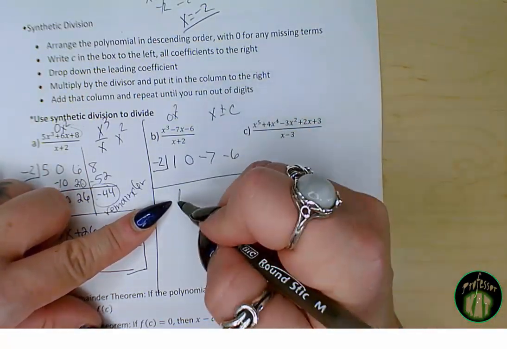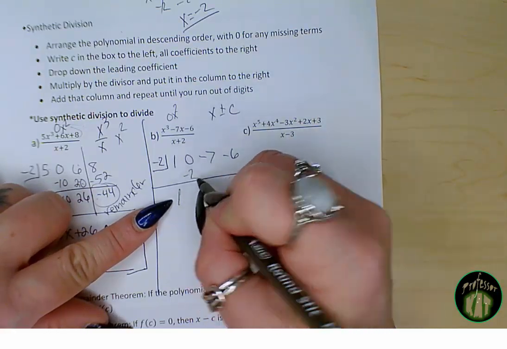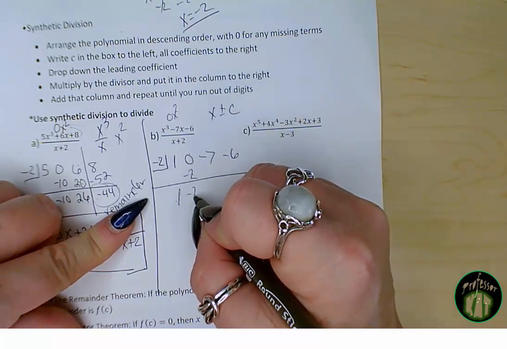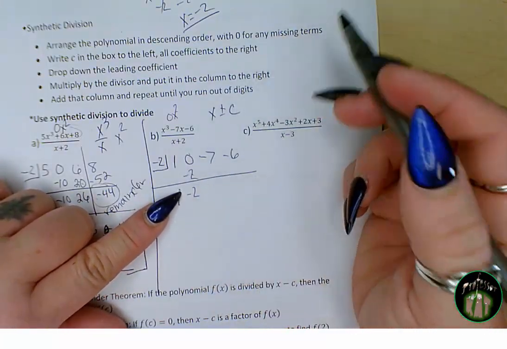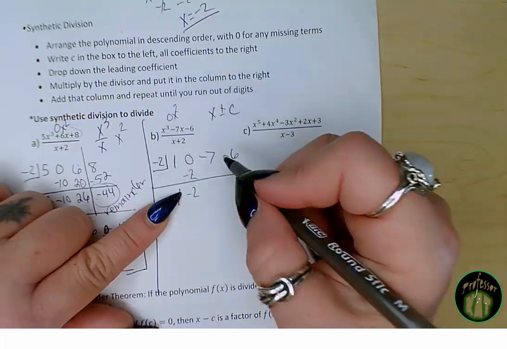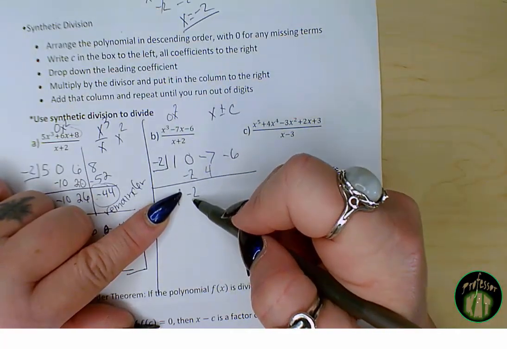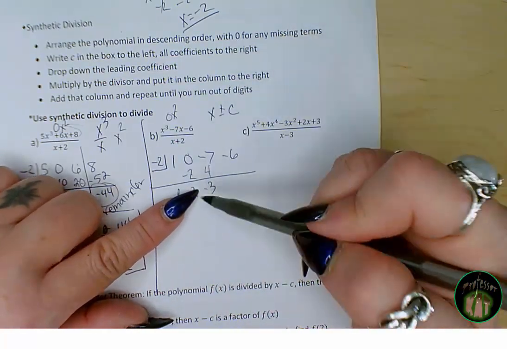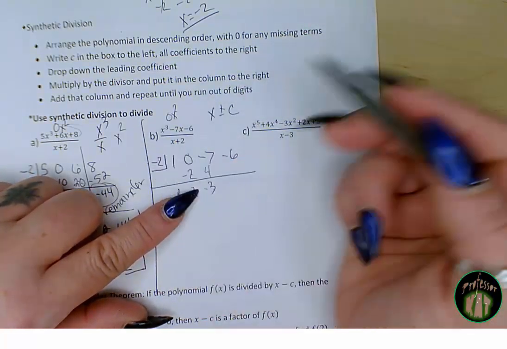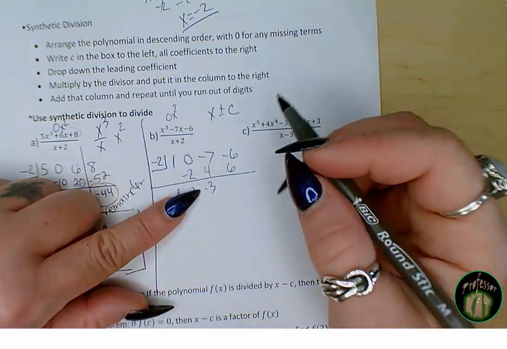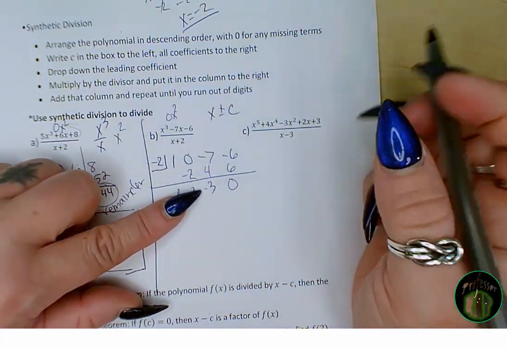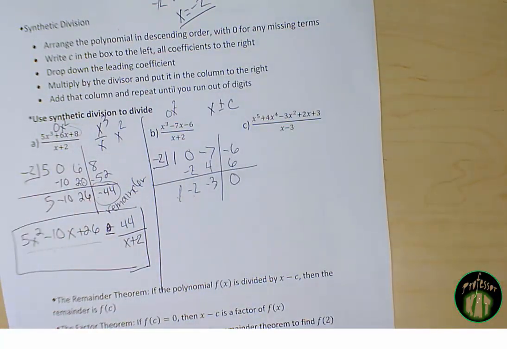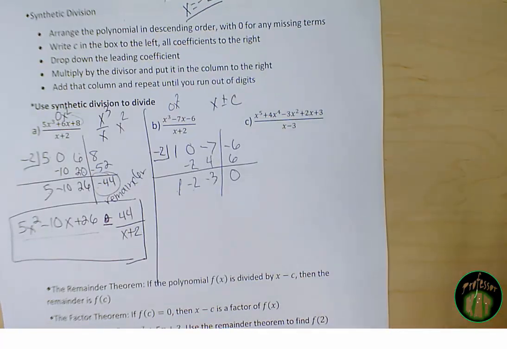Multiply and add. 1 times negative 2 is a negative 2. Put that in the column to the right and add. When we add that column, we get a negative 2. Multiply again. Negative 2 times negative 2 is a positive 4. Put that in the column to the right and add. We get a negative 3. Multiply again. Negative 3 times negative 2 is a positive 6. And when we add that column, we get a 0. Let's go ahead and mark off that rightmost column. That means we have a 0 as a remainder.